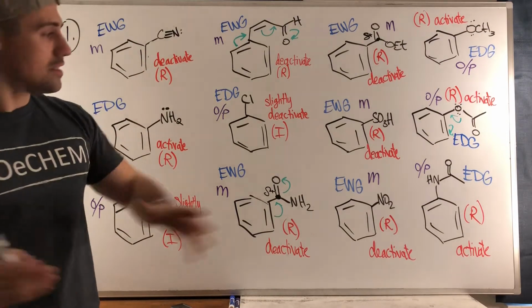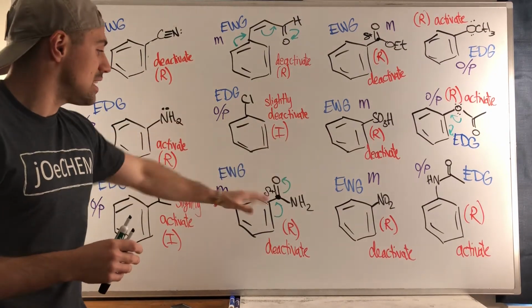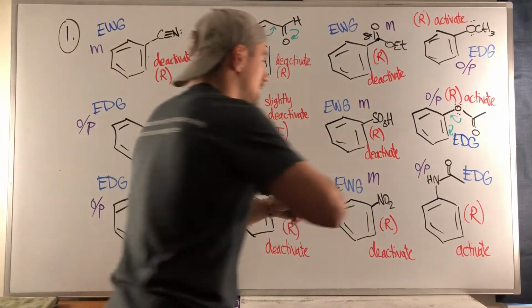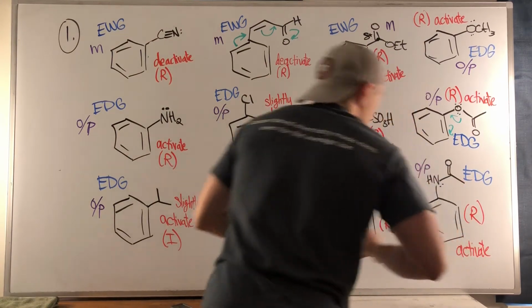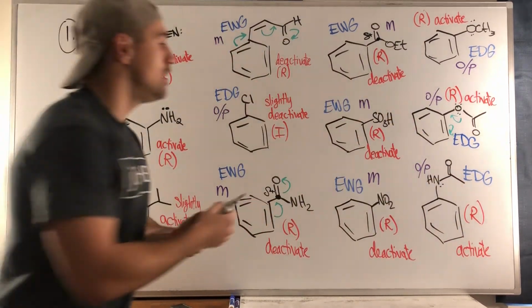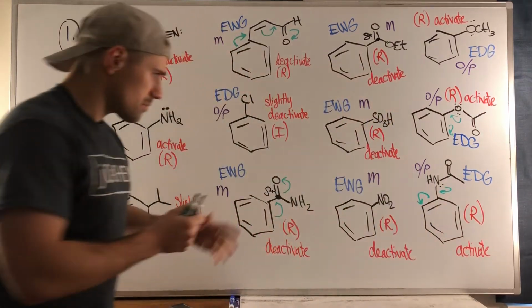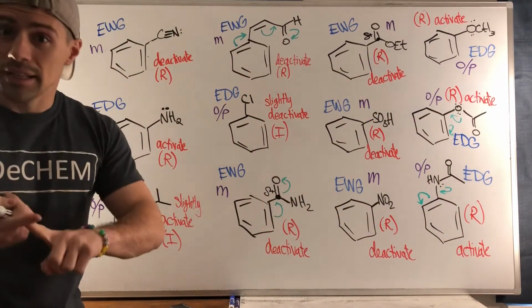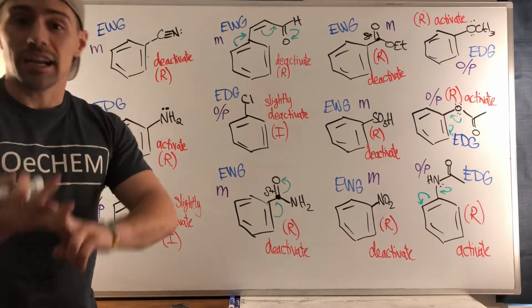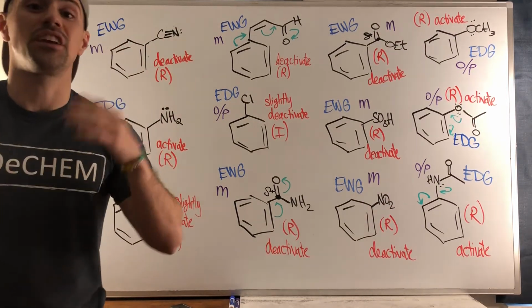And last but not least, we have an amide. Again, you can see it's just attached differently, but here we have the nitrogen with its lone pair directly off the ring. It's going to be able to donate those, and via resonance, it donates electrons as an EDG, directs ortho/para, and it activates the ring via resonance.